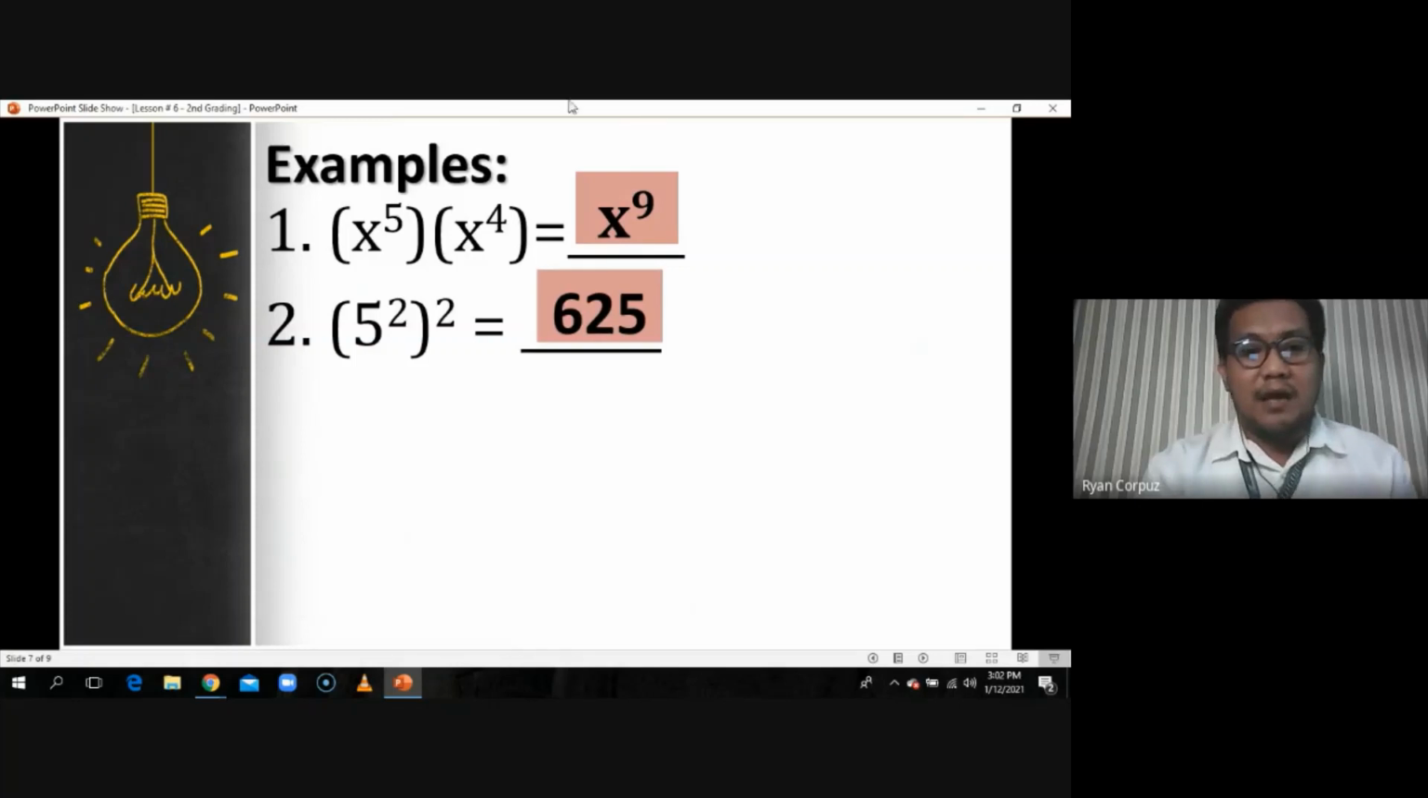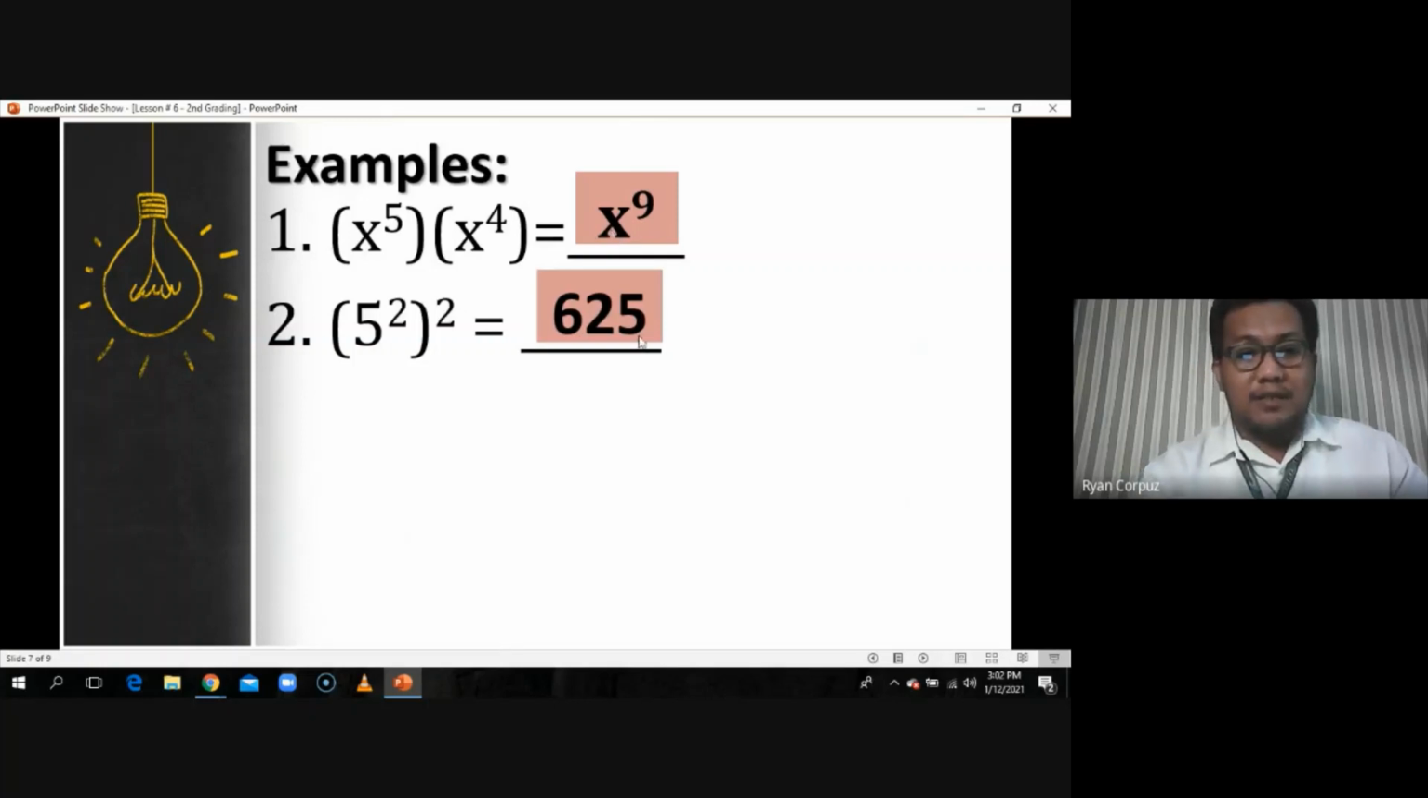So, not unlike itong example number 1 natin eh. Kasi yung example number 1 natin, ang base niya ay x, it's a variable. So, even if we expand it, nothing happens. So, magiging x raised to 9 pa rin siya when we come up with an answer.